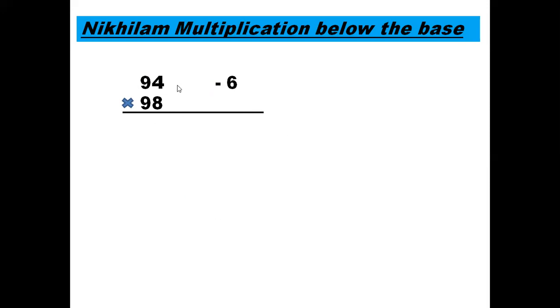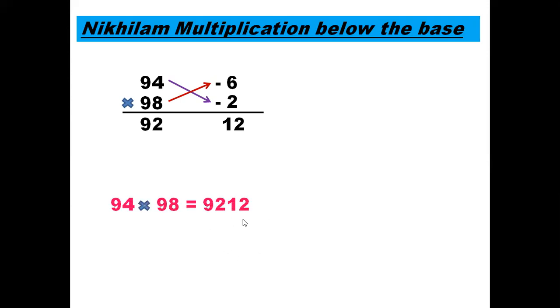Now we consider another example, 94 times 98. What number can be subtracted from 100 to get 94? Because 100 is the base here. 6, because 100 minus 6 is 94. Similarly, 100 minus 2 is 98. Now we will cross subtract. So 94 minus 2 is 92, or 98 minus 6 is 92. Now 6 times 2 is 12. So we get 94 times 98 is 9212.